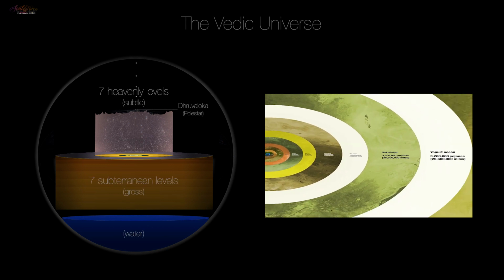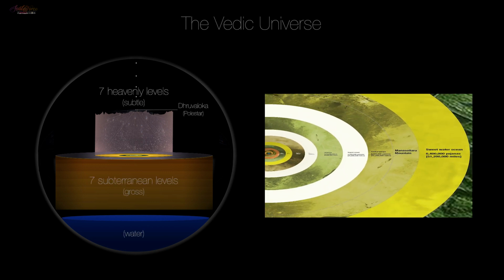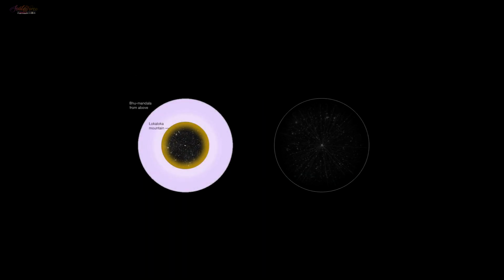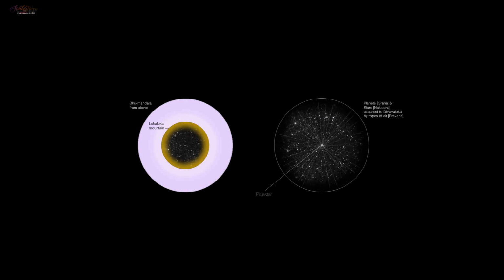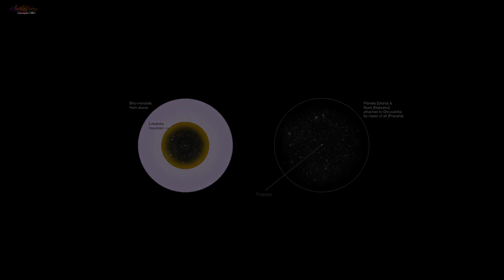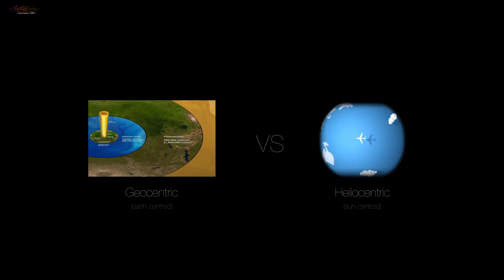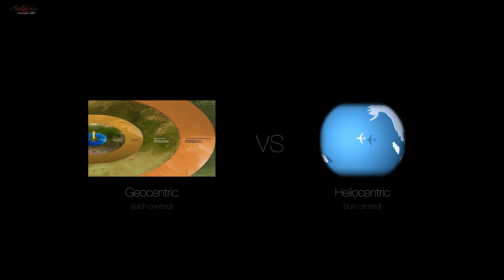There are 7 gross levels below within the Earth, and 7 subtle heavenly levels above. The stars and planets revolve around Dhruvaloka, the pole star. So this is a very different conception than the modern view of a globe rotating in space. Let's look at the empiric evidence for a flat Earth as opposed to a globe model.